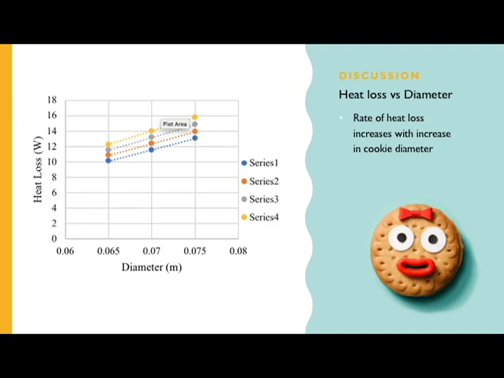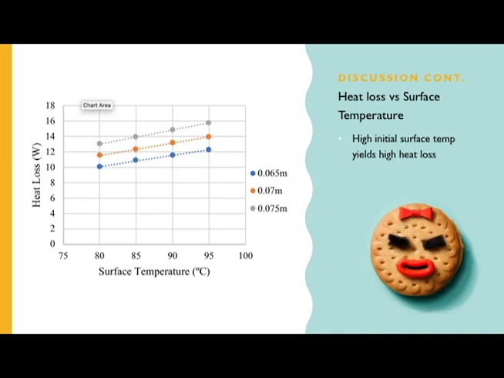Using the results we found from this experiment, we were able to plot 2 graphs using Excel. In this first graph, we plotted heat loss as a function of diameter, and as you can see, there is a positive correlation showing that the magnitude of heat loss increases as cookie size increases. In this second graph, heat loss was plotted as a function of initial surface temperature. As you can see from this graph, there's a positive correlation as well, which shows that high initial surface temperature yields a high magnitude of heat loss for all cookie sizes.